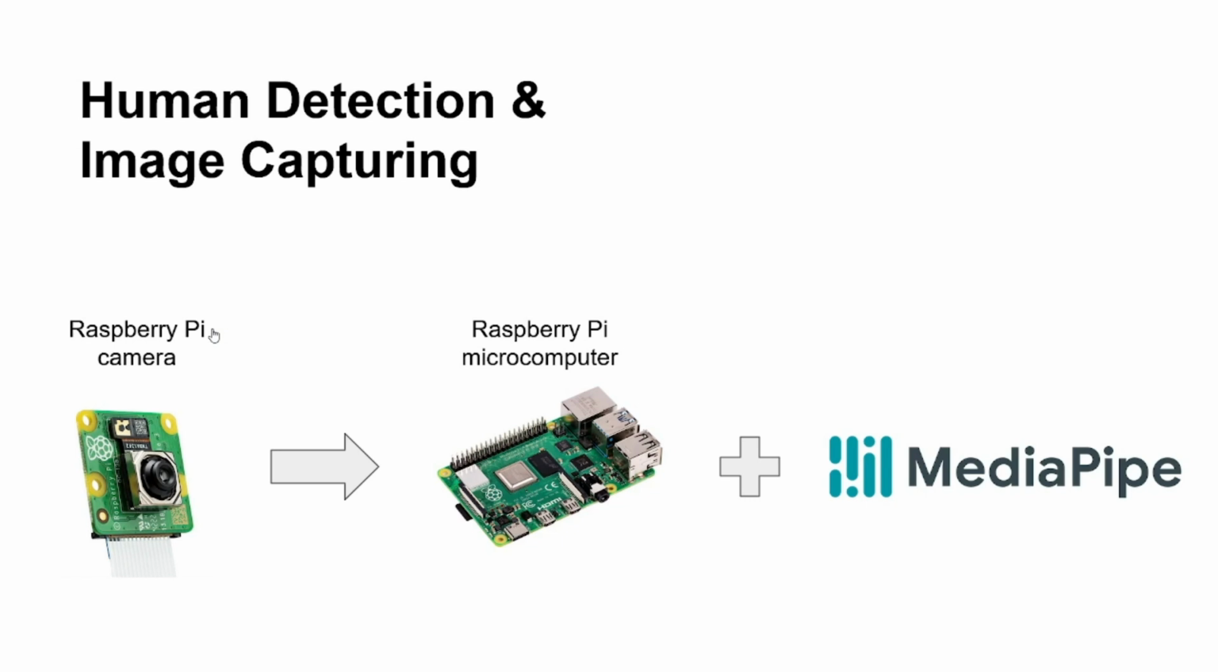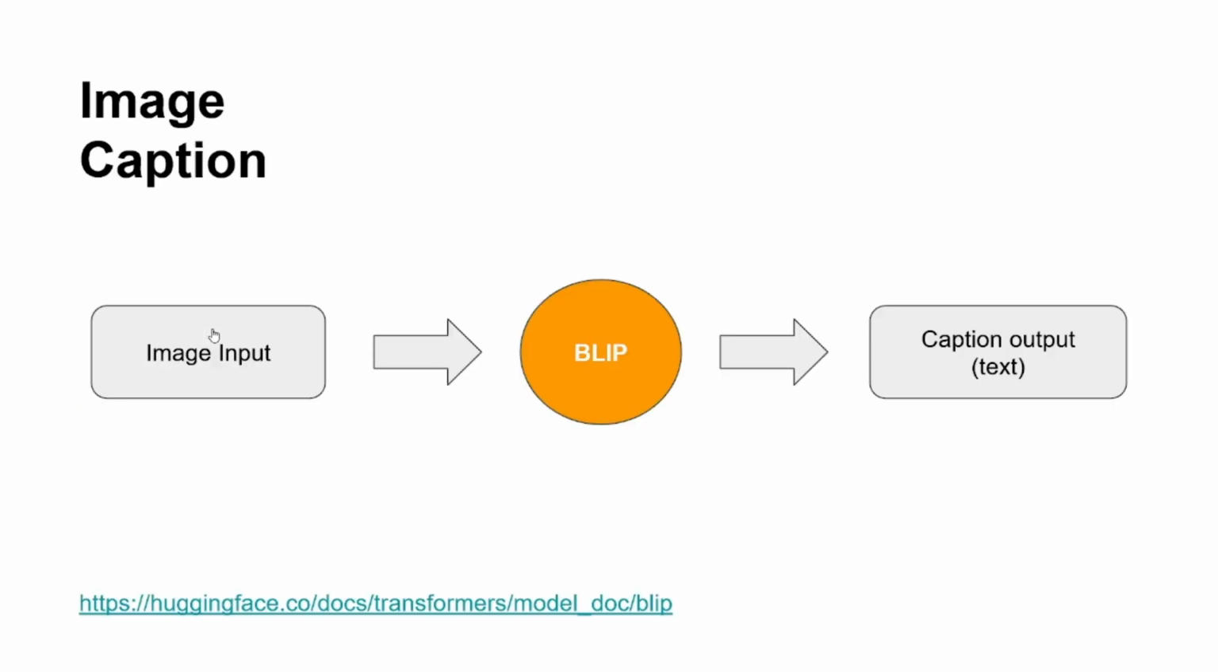Poor robot. The Raspberry Pi camera on the robot continuously captures video frames from its surroundings and sends these captures to the Raspberry Pi microcomputer for object detection. The Raspberry Pi uses Google's MediaPipe object detection model to detect the presence of humans. And in the case of a positive response, meaning that there's at least a person, the Raspberry Pi starts sending video frame captures periodically for image captioning.